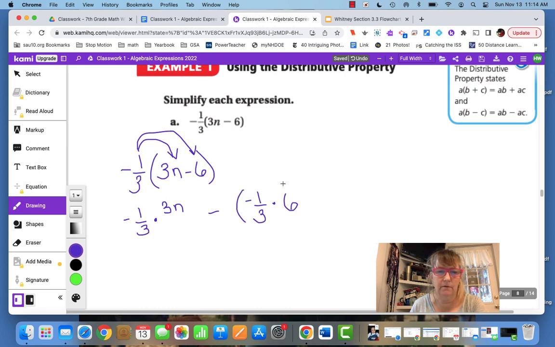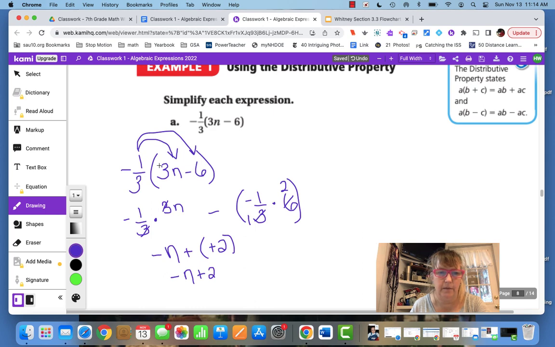This is kind of a long way, but we'll do it. So 3 divided by 3 becomes 1, so this becomes negative n. Subtract negative 1/3 times 6. If I cross simplify this, that becomes a 1. 3 goes into 6 2 times. This becomes a negative 2. And a negative subtract another negative, if I add the opposite, they both become positive. It becomes negative n plus 2.